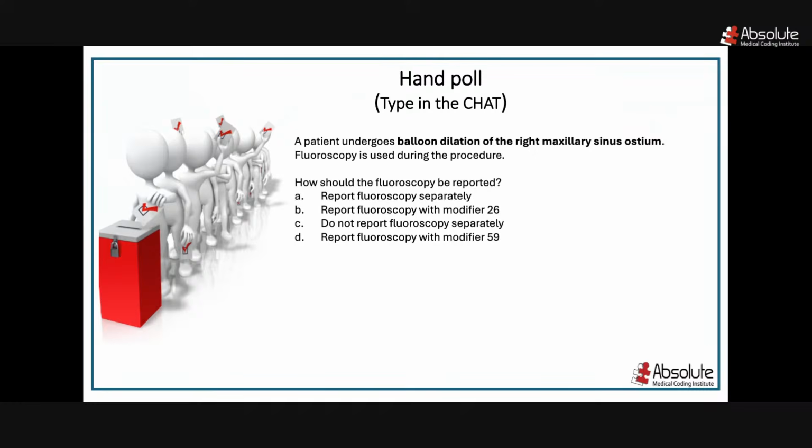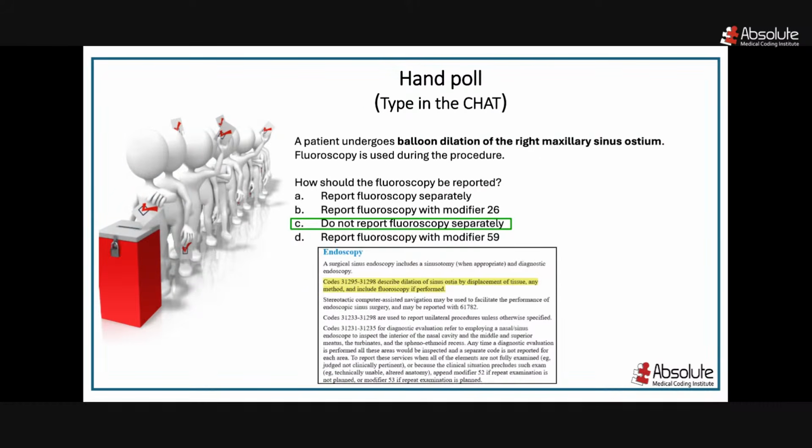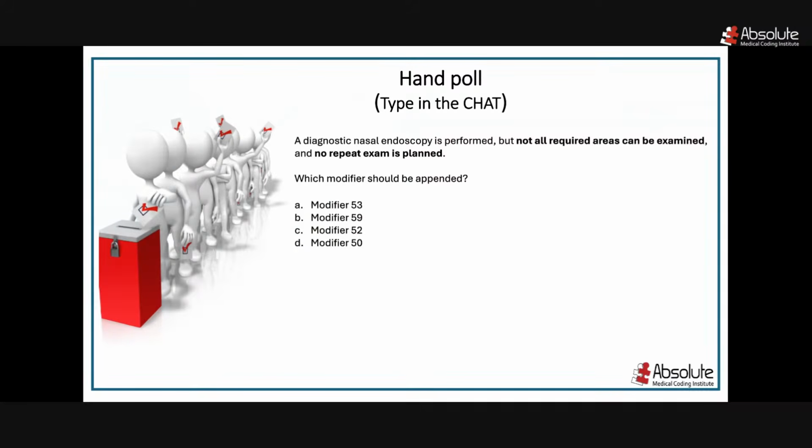All right, coders, what say you? Remember the guidelines which we learned just right now? Answers are coming. Way to go, Zombo girl. Yes. And the correct answer is do not report fluoroscopy because it is already included here, right? So the code series 31295 to 31298, as I said, they describe the dilation of the sinus ostia by the displacement of the tissue. Any method includes fluoroscopy if performed. So great job. Let's move on to the next one.